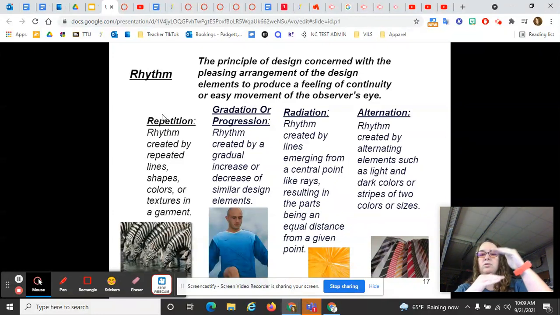You have that alternating, and it's not the same as repetition. Repetition, you're repeating the same texture, line, and color. Alternating, you're alternating the two. Okay.